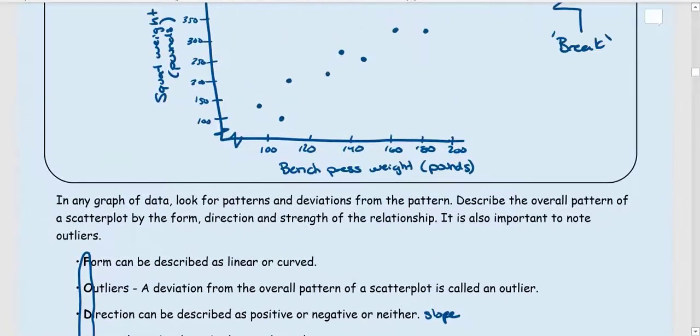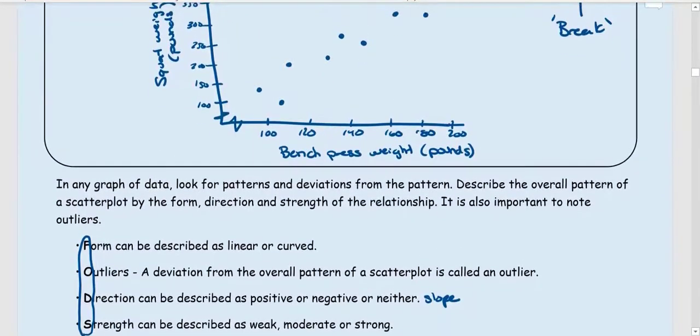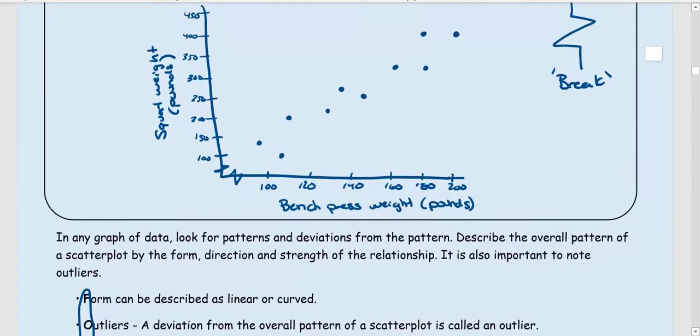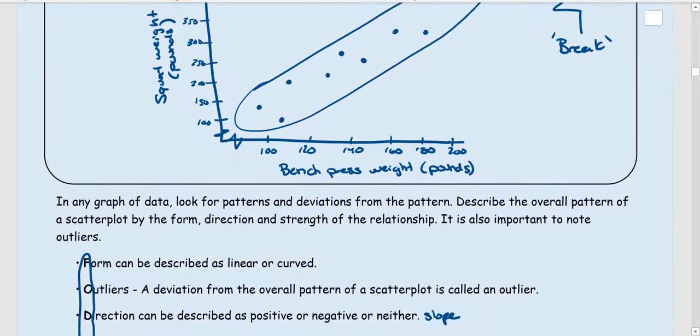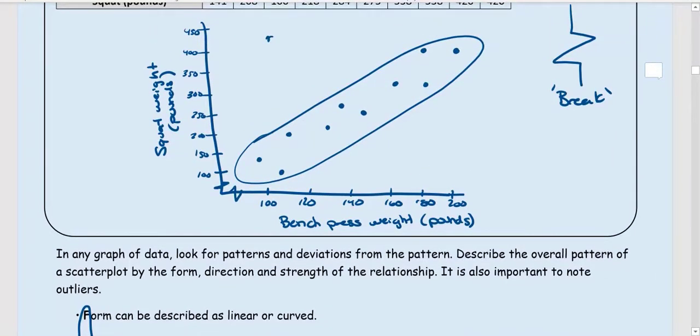Actually, let's go back up here and look at FODs. First I want to look at this form. This is pretty much a straight line here, so this would be a linear graph. There doesn't appear to be any outliers. Now, if there was something over here, that's an outlier. But there doesn't appear to be any outliers.